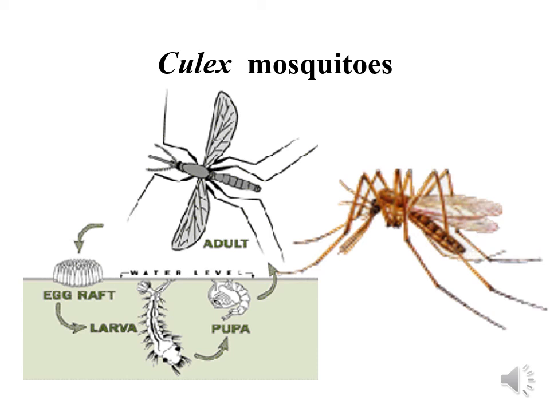So control for mosquitoes could be by insecticides, larvicides, and sometimes maybe by biological means. You add to the environment, for example, fishes or snails that can feed on the eggs and the larvae and pupae of those mosquitoes.